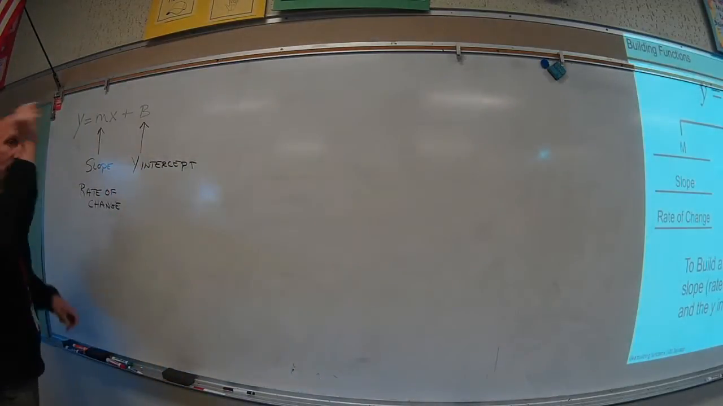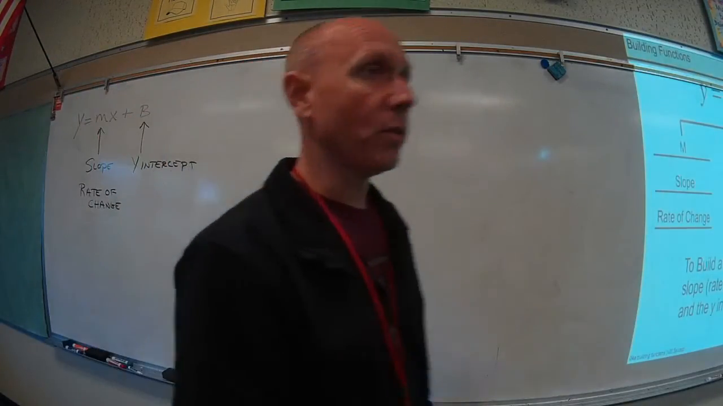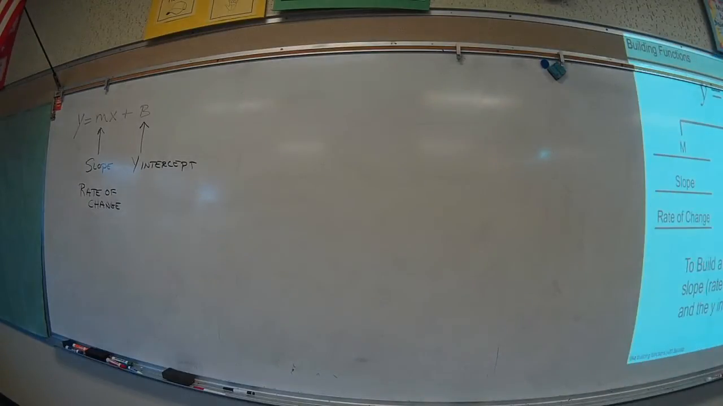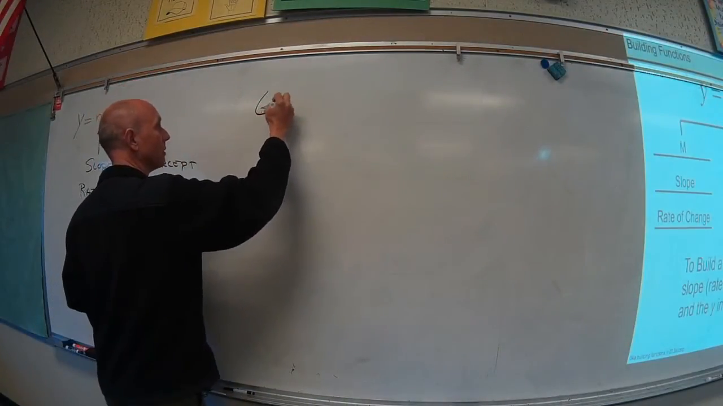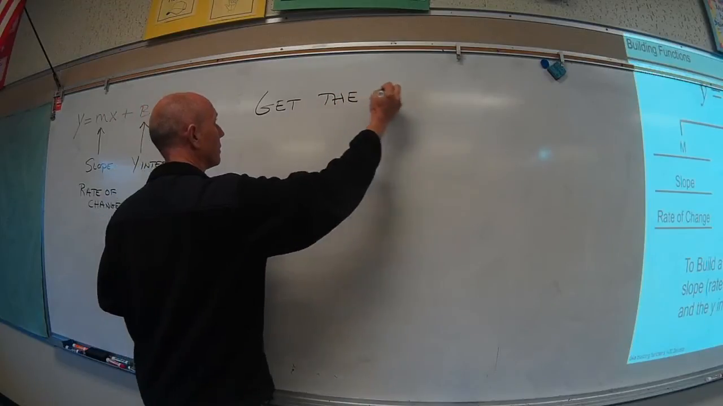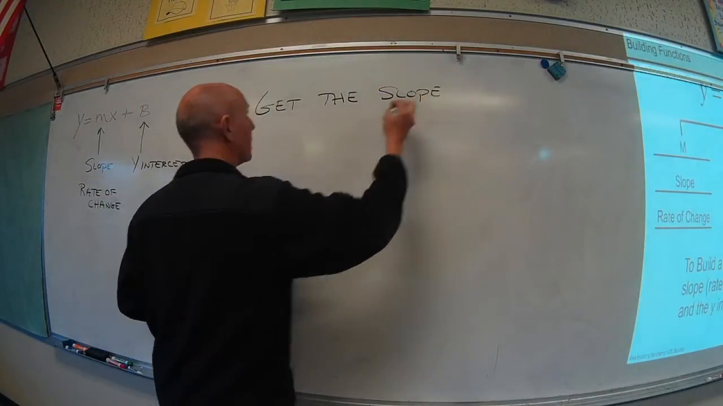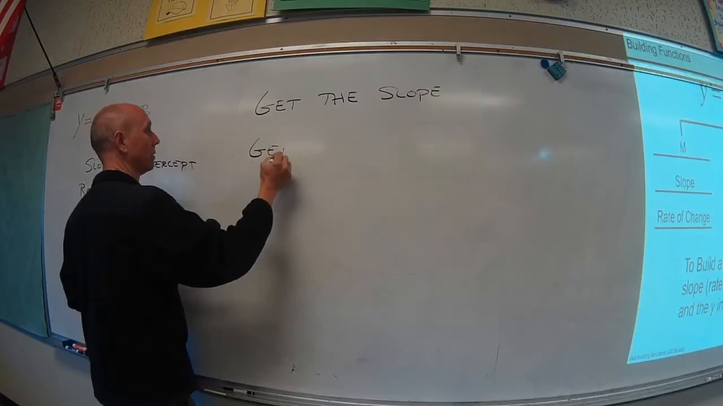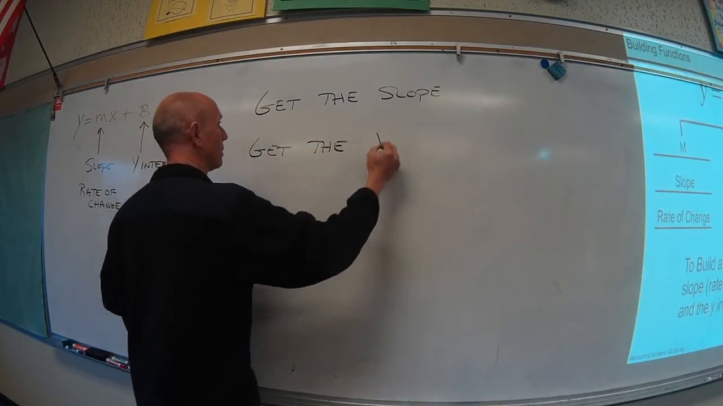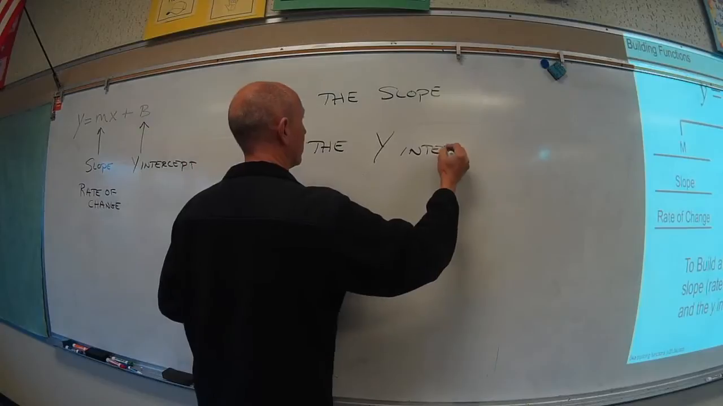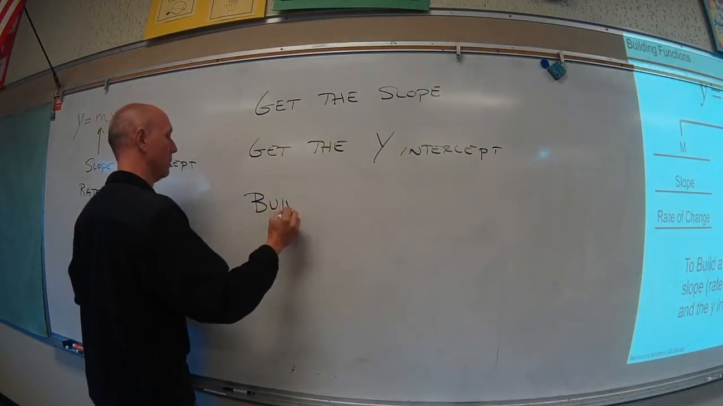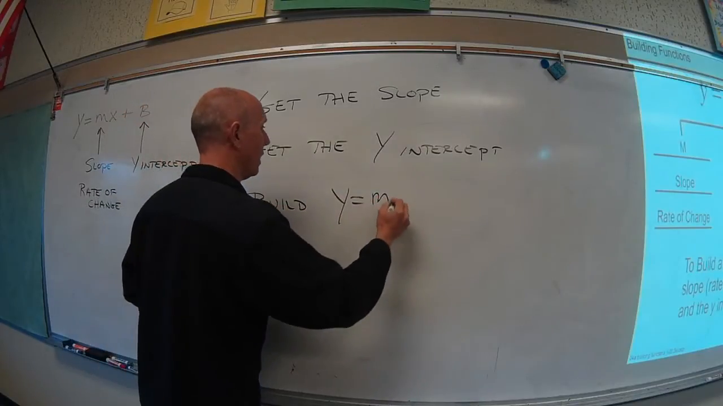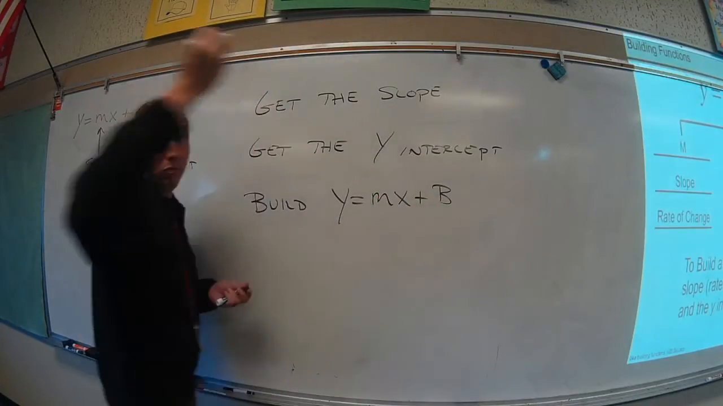If I can get these things, I can build my equation. I just plug them into the slope-intercept equation. Get the slope. Get the y-intercept. Build y equals mx plus b. Those are the notes.